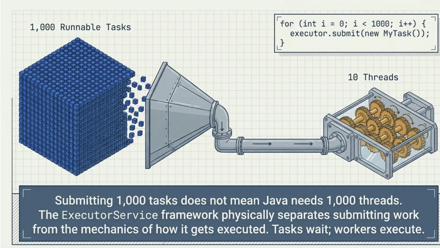Each native Java thread consumes about 1 megabyte of memory just for its stack. Oh, wow. Yeah. So if you take that naive approach of creating a new thread for, say, 10,000 concurrent requests... You're immediately consuming 10 gigabytes of RAM. Right, just on thread overhead. Yeah. Before you even process a single byte of actual business logic.